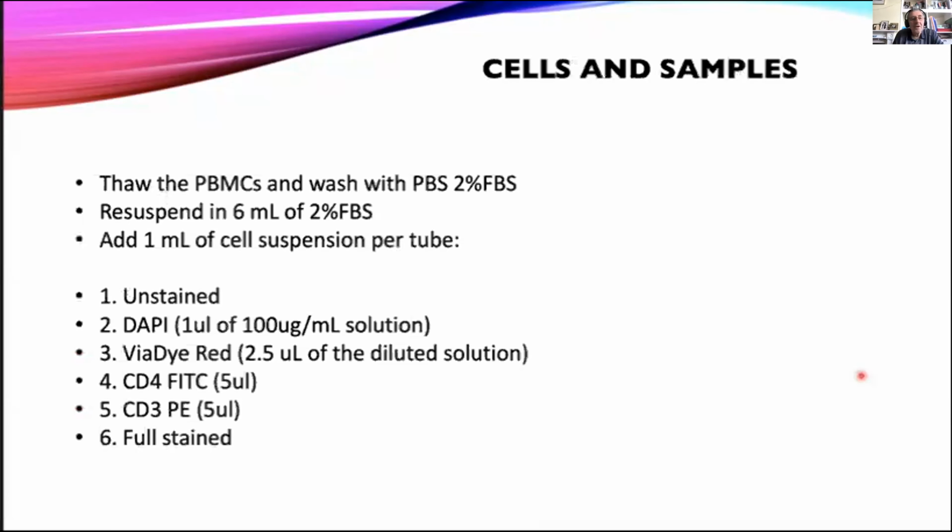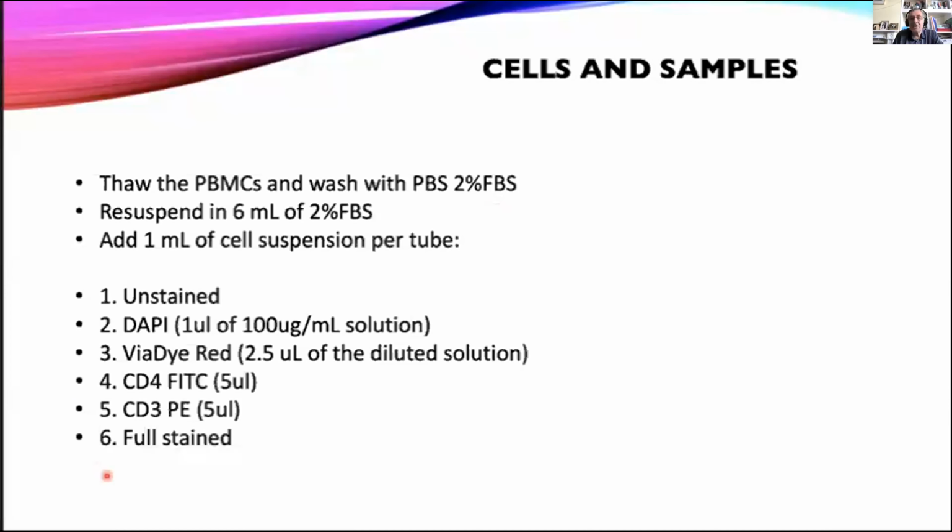So what have Anna and Barbara done for us today? They've taken some frozen PBMCs, washed them, resuspended them back into a buffer containing a bit of protein, in this case, 2% fetal bovine serum. Cells always like a little bit of protein. It keeps them happy. It also helps keep them in single cell suspension. Then, having put those cells into 6 mils, they've divided them into our 6 tubes, in this case, our unstained sample, our 4 single color controls, and then our fully stained sample.